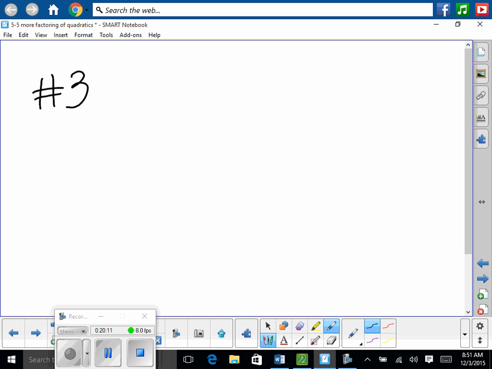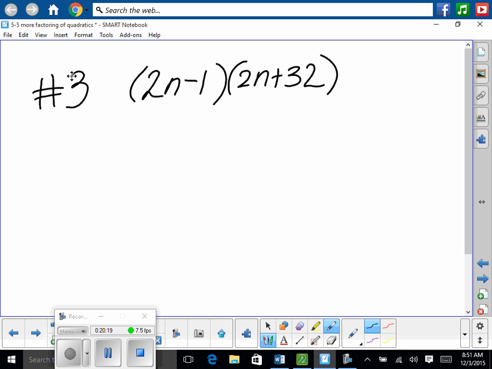This is such a good one. On number 3, everybody look. This is really important. 2n minus 1 times 2n plus 32. How many got that answer? Raise your hand. Okay, awesome. Yours is correct. Now also, we have this answer, which is also correct. Equally correct. I'm going to show you why.